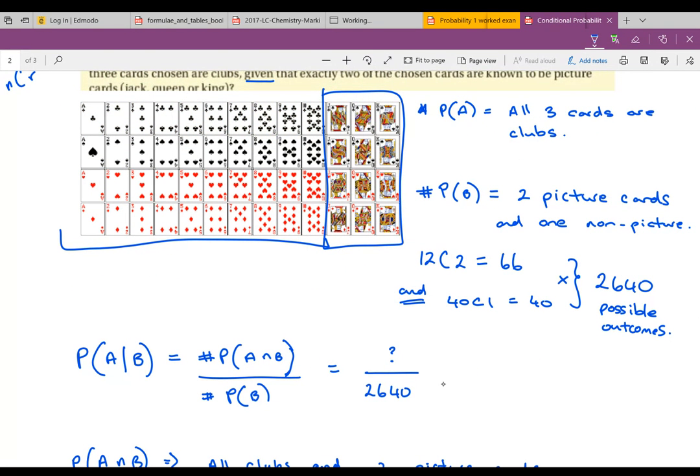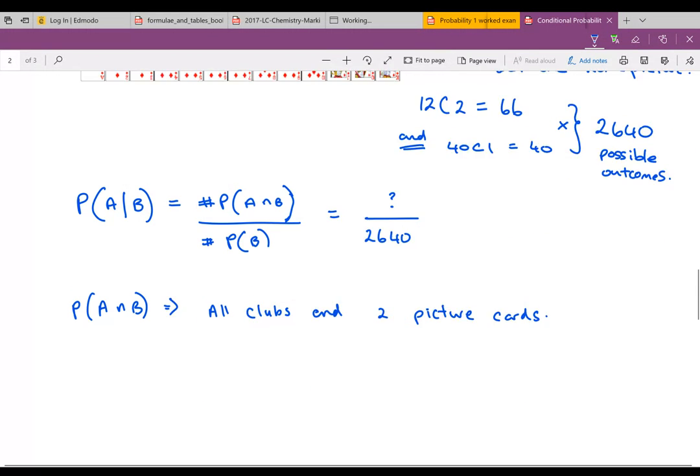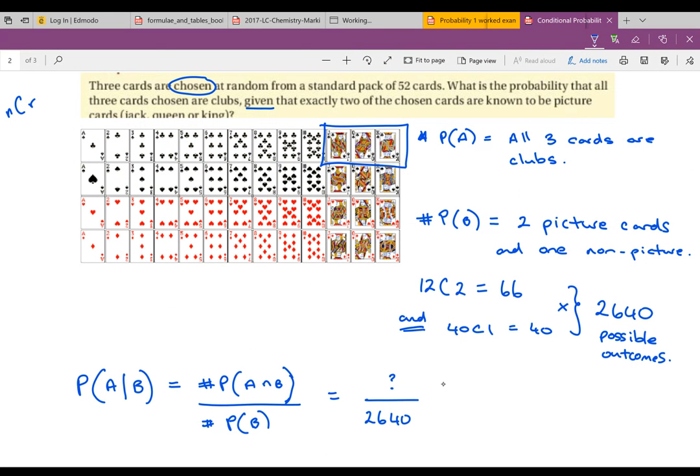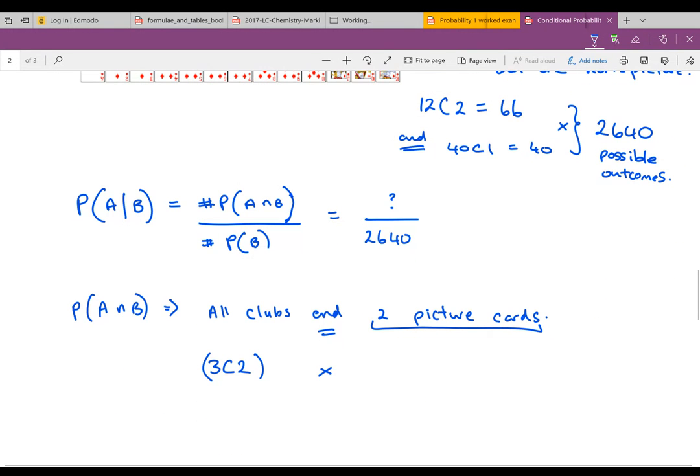Going back up here to my cards, which is the clubs? These ones, I think. They have to be 2 out of the 3 picture cards from the clubs, if they're all clubs. So I have 3 picture cards and I need to choose 2, and I need to multiply that outcome by the third one, which is not a picture card, but it has to be a club. There are 10 remaining cards that are not picture cards, and I only need to choose one of those 10.